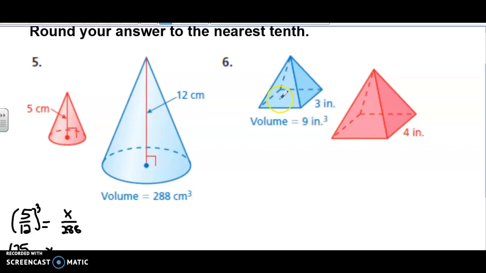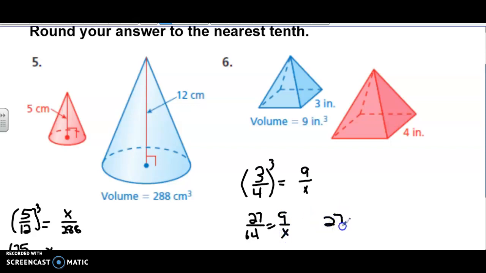All right, so now here, I know that the side length of one of the bases of this pyramid is 3, and this one it's 4. So 3 over 4 is the ratio. Remember, you always see if you can simplify it. 3 over 4 cannot be simplified, so I'm going to leave it like that. But that's going to be equal to 9 over x. So that gives me 27 over 64 equals 9 over x.